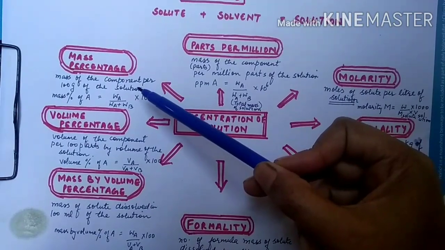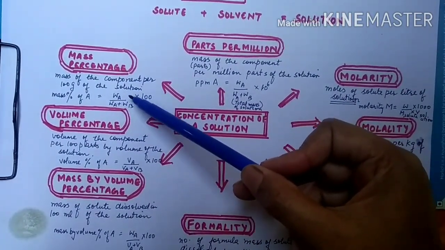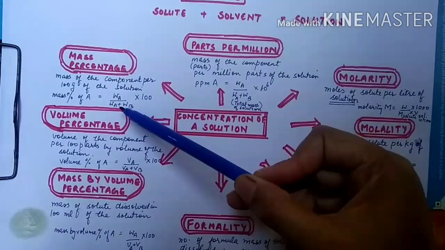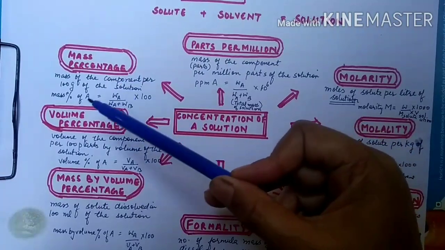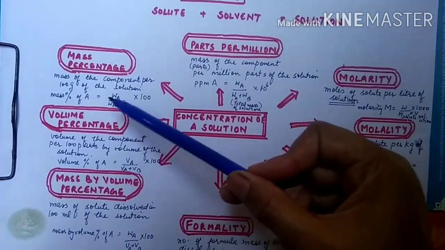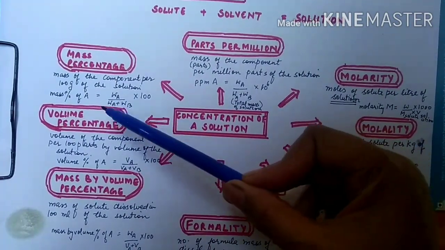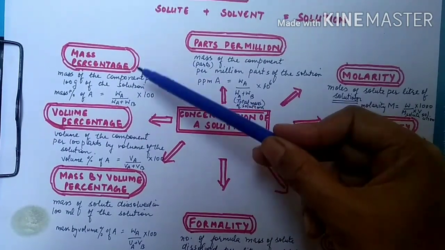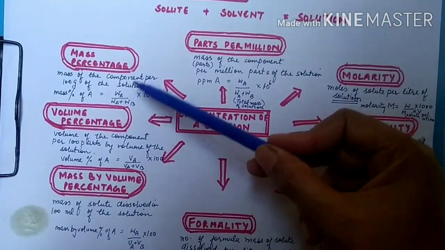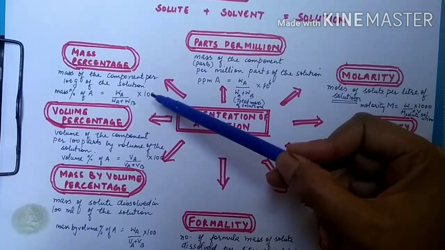the solution. Formula will be, supposing you have dissolved WA grams of solute in say WB grams of solvent, then mass percent of A will be WA divided by total mass of the solute plus solvent, WA plus WB into 100. This is mass percentage. Mass of solute upon mass of solution multiplied by 100 for every 100 grams.